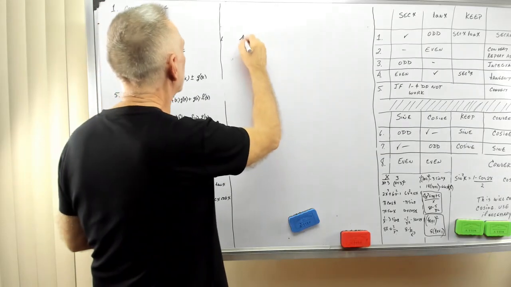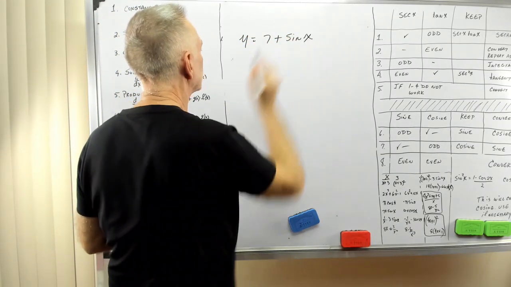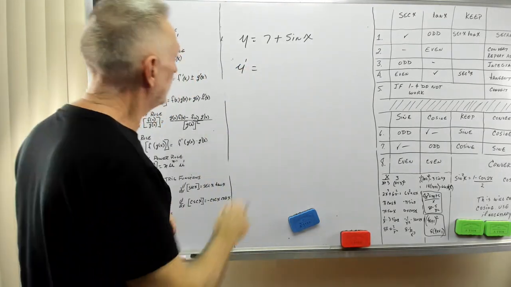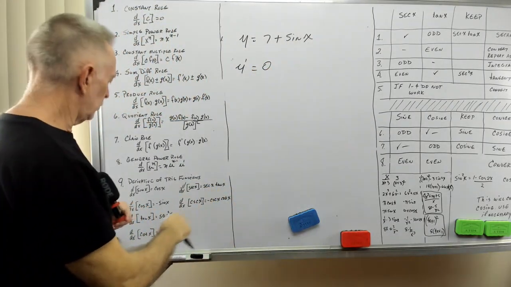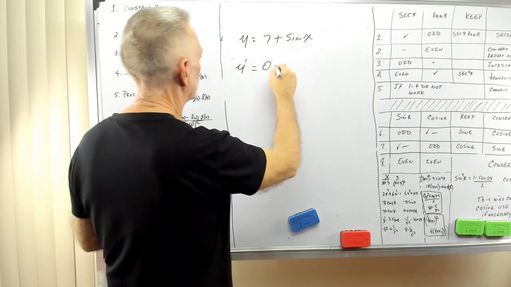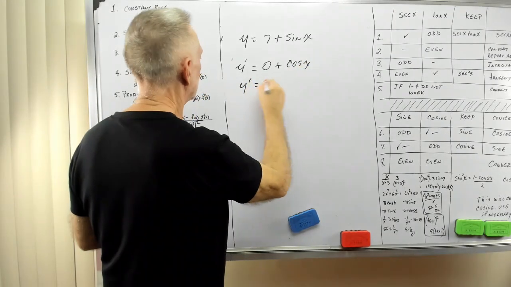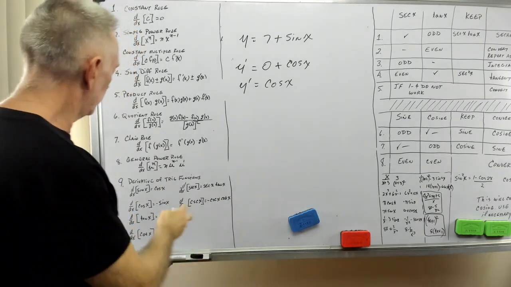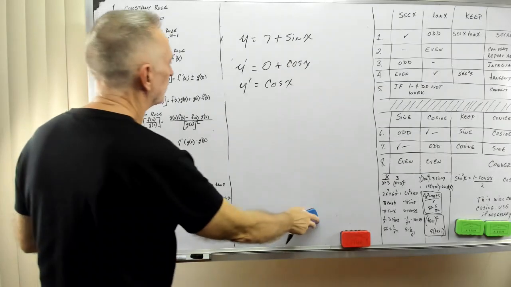All right, what if y equals 7 plus sine x? Y prime, we have the derivative of a constant is 0. The derivative of sine is cosine. Derivative of sine x is cosine x. So 0 plus cosine x, or just cosine x. Okay, so we're using derivative of trig functions. In this one, derivative of a constant.